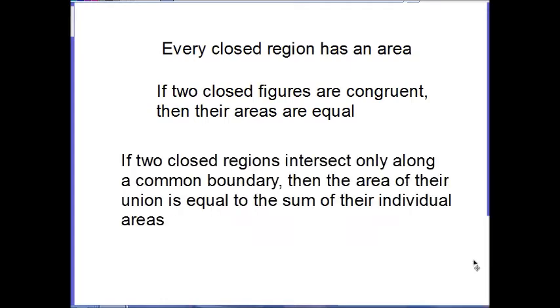And last but not least, if two closed regions intersect along a common boundary, then the area of their union is equal to the sum of their individual areas. Now, here's what that means. That last property says if we have something irregularly shaped, we can chop it up into other little pieces and then add up the different areas to find the area of the irregular shape.